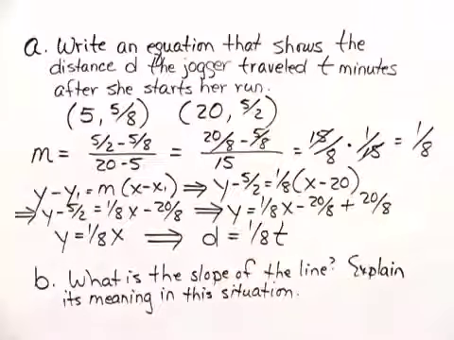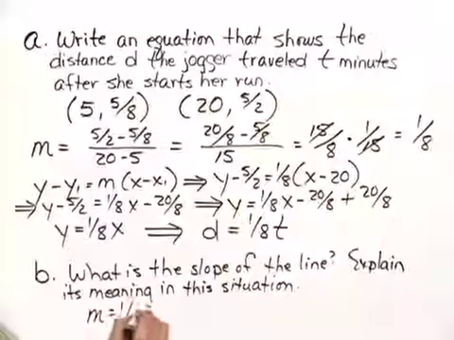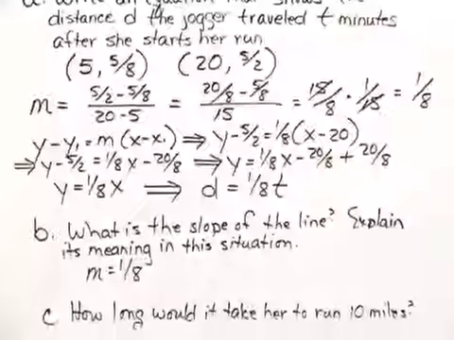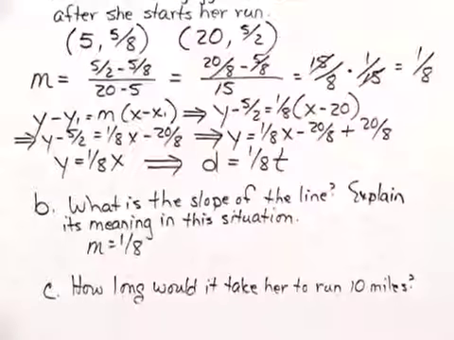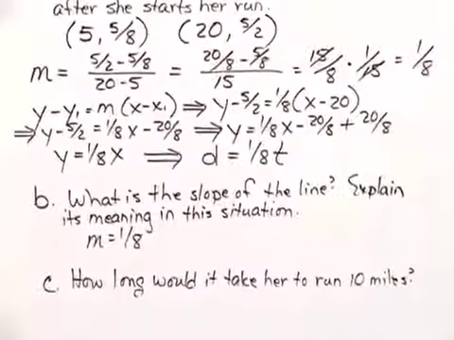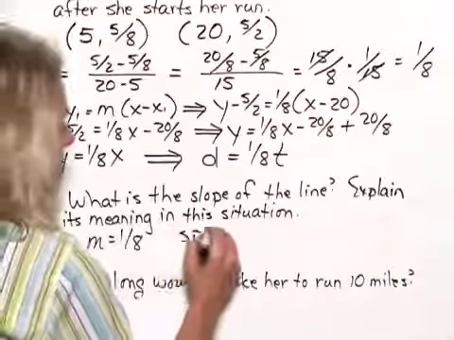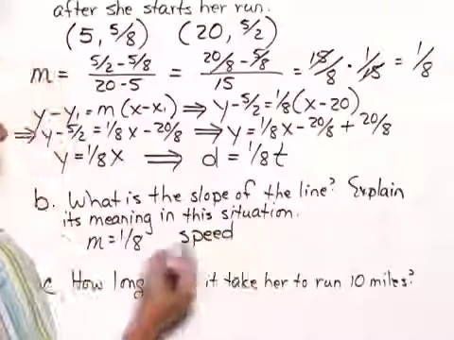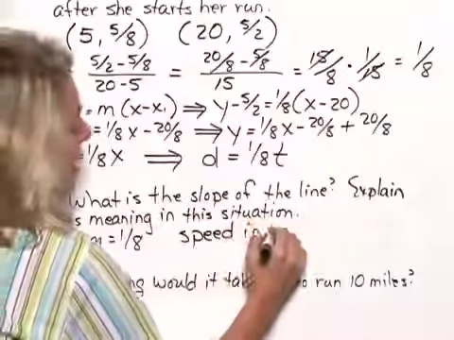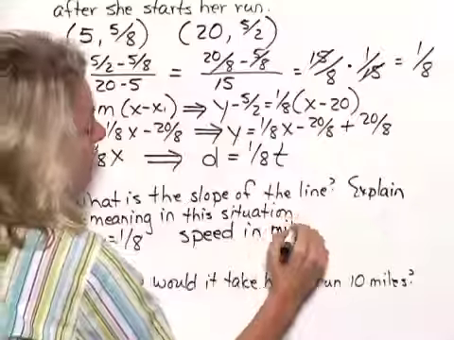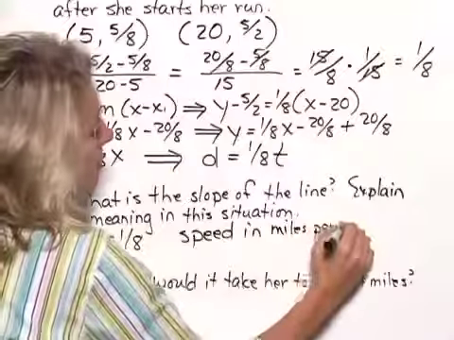Part B, what is the slope of the line? Well, the slope is equal to 1 over 8, and its meaning in this situation is that it represents the jogger's running speed in miles per minute. So with this, its slope is equal to speed in miles per minute.